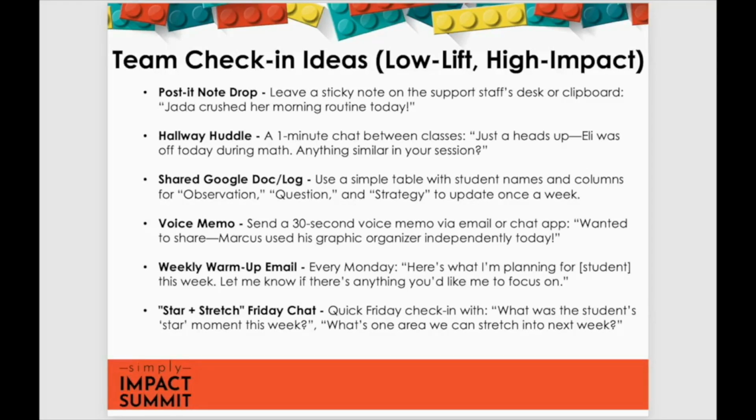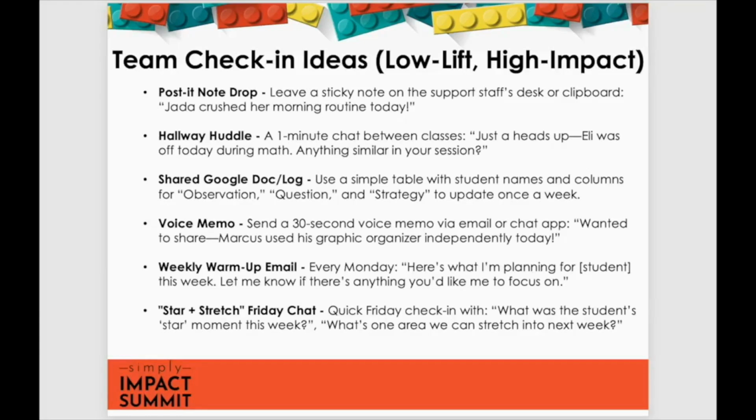Voice memos are also really great. If you're a really fast talker like me, they can be super, super quick, and then you can have them translated so that way you don't have to send the voice message. You can have it in writing and send it in an email, send it in a text, whatever it may be. 30-second voice memo via email or chat app. You could say, I just wanted to share, Stephanie used her graphic organizer independently today, and share more about the lesson, what we did. Like, this is such great data. Let's celebrate the wins, but also support our students when they're not winning.